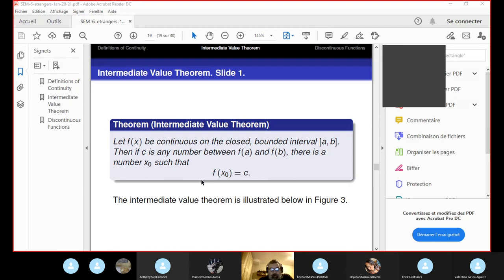a little, but from the theory, the intermediate value theorem. It's an important theorem. So this theorem says that if we have a continuous function on the closed and bounded interval, then if we take some number c between f of a and f of b, then there is some x0 such that the value of our function at x0 is c.